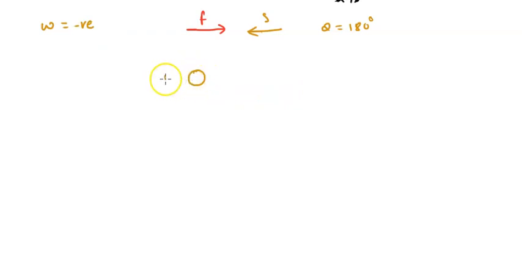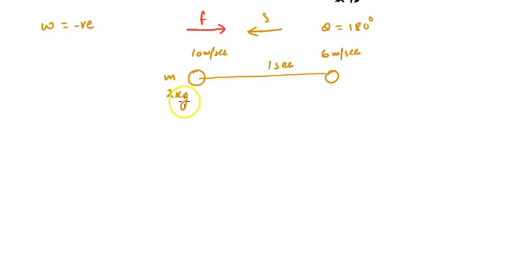Suppose a body having mass m is moving with a velocity of 10 meter per second, and after a certain time, the velocity becomes 6 meter per second. What time can we take? Let's take this as 1 second. Again, the mass is 2 kg. Now here the velocity is decreasing. That means the kinetic energy, Ki initial and Ki final.